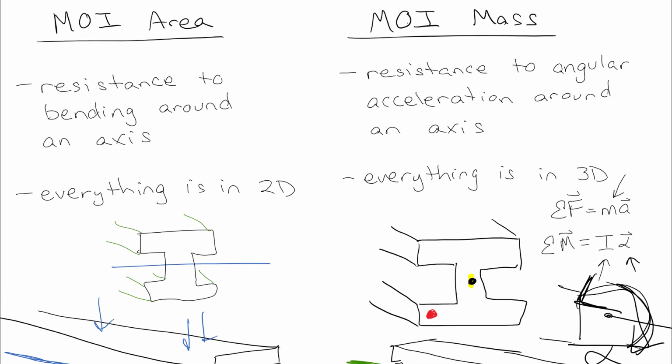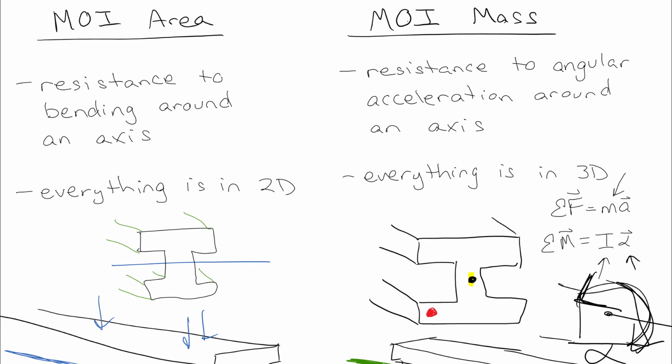Conceptually, that's the most important thing to understand: the moment of inertia for area is directly related to bending, and the moment of inertia for mass is in no way measuring the same thing. It's not like, oh, well, one's just in 3D. I mean, one is in 3D, but it's doing something totally different.